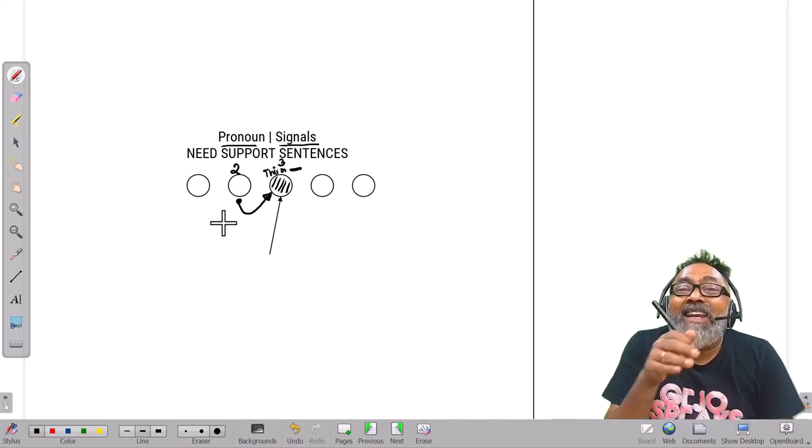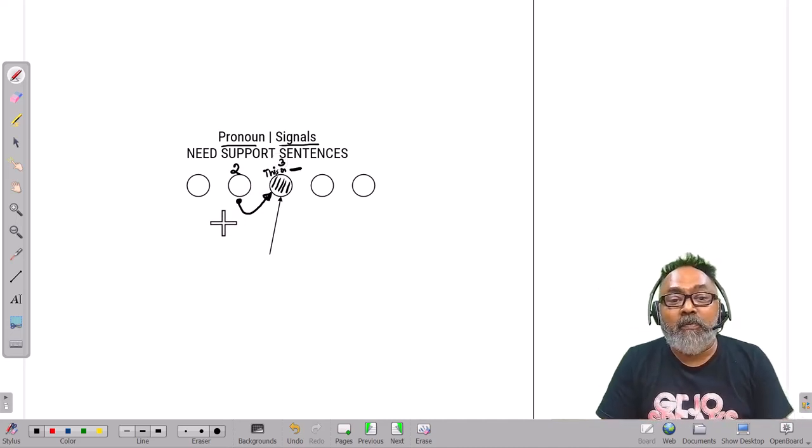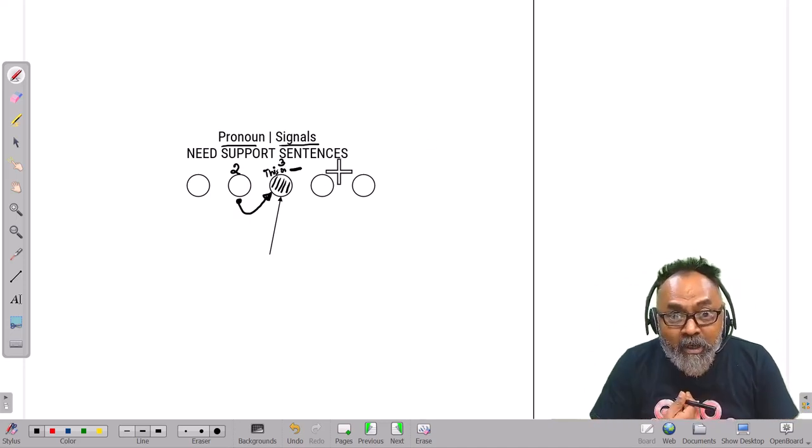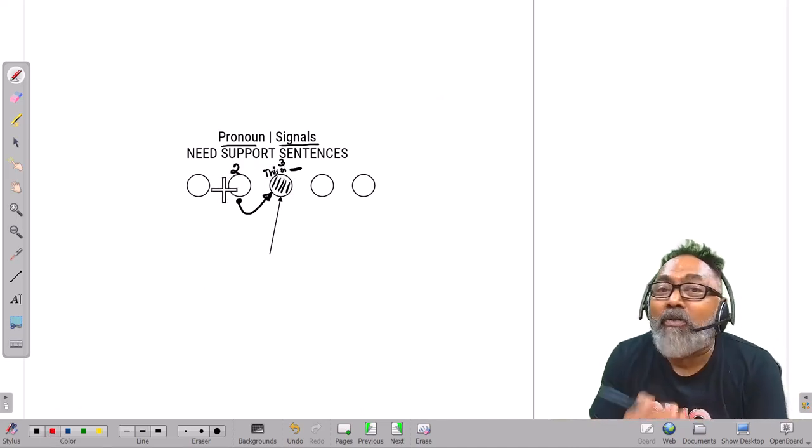Sentence number 3 in itself cannot exist. Sentence number 3 needs sentence number 2. Now what that tells me is that, at least, I don't know whether sentence number 3 should be a part of the conversation, but sentence number 2 has to be part of the conversation.